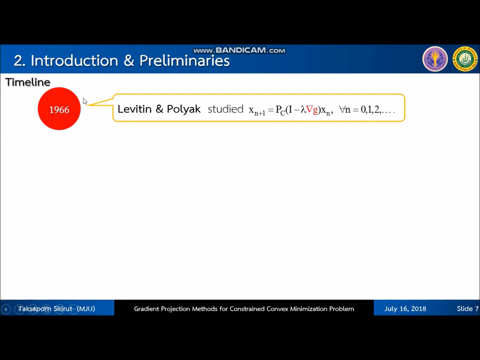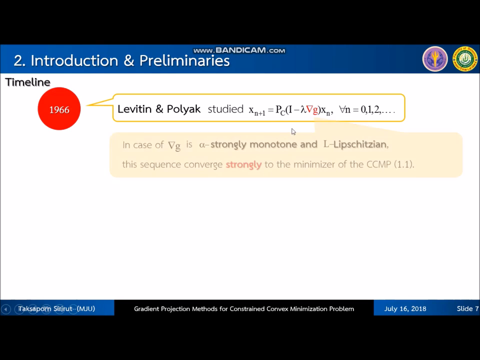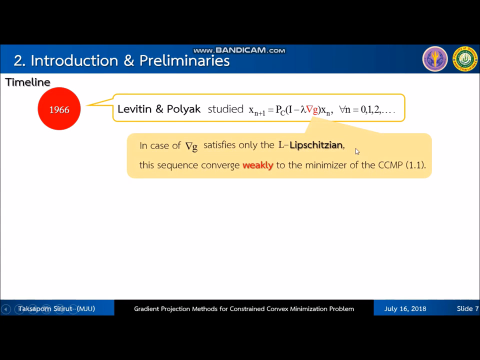In 1966, Levitin and Polyak introduced this sequence. In the case that gradient of g is alpha-strongly monotone and Lipschitzian, they proved that this sequence converges strongly to the minimizer of the constraint convex minimization problem. But if the gradient of function g satisfies only the Lipschitzian condition, they proved that this sequence converges weakly.